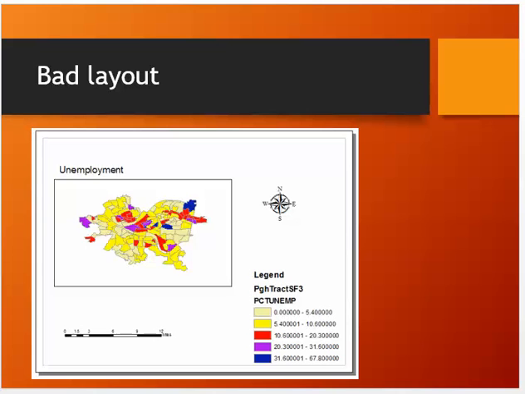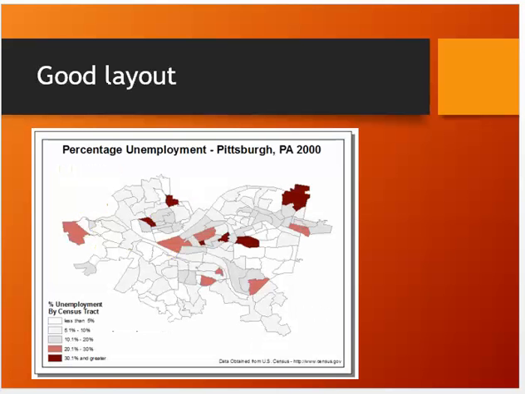PCTUNEMP. I'm going to assume that's percent unemployment, but I'm not really sure. The numeric scale is wacky, and the color ramp really doesn't work either. So pause for a second and just work out in your mind how you would update this layout and make it a better, more usable layout.